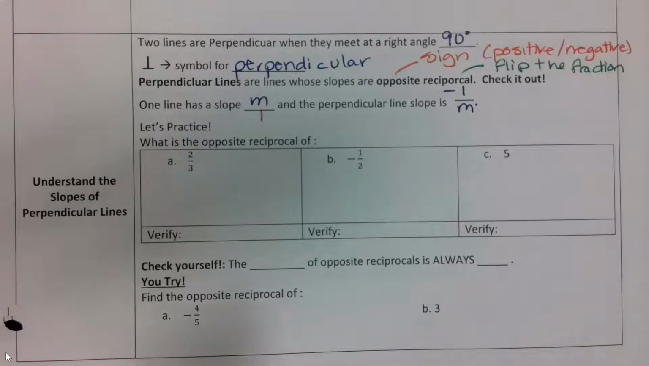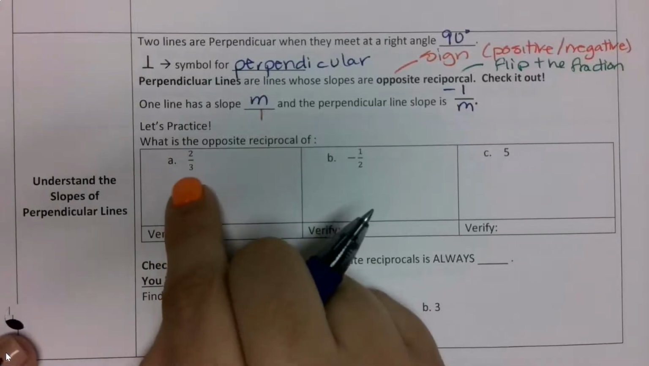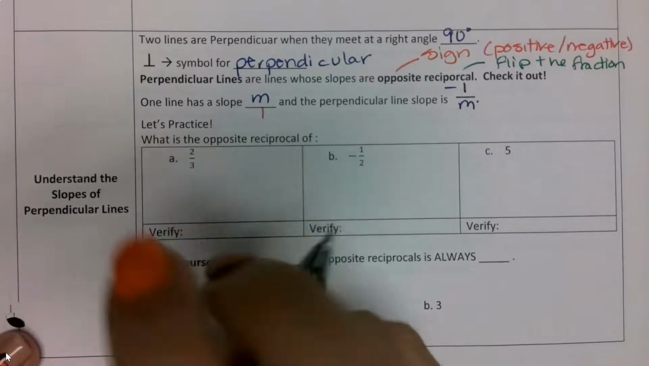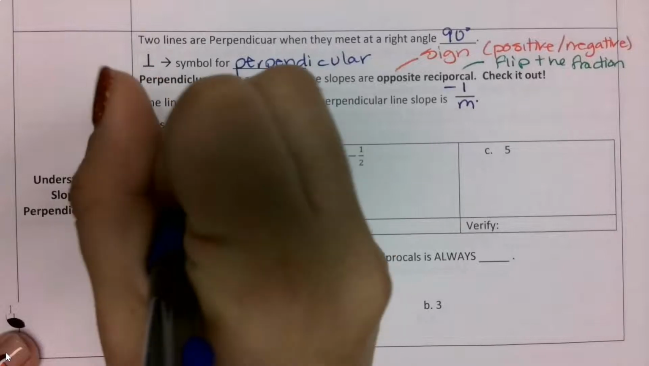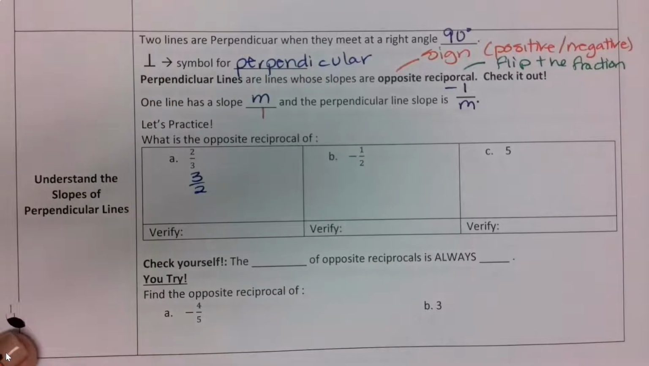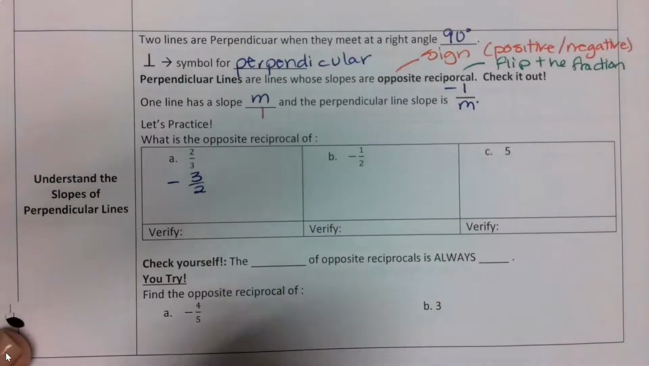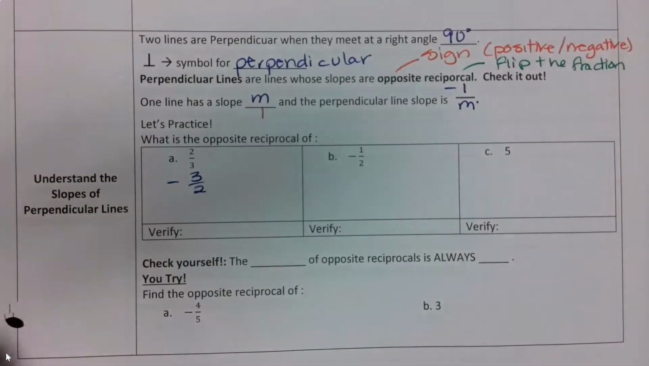Okay, so the first thing I want to do is practice that. I can find the opposite reciprocal of all these numbers. So what I want to do is flip this fraction. So what do I get when I flip it? Yep. And then I want to change my sign. So what's the sign going to be? Negative. So to check my work, I should get negative 1 as my answer.